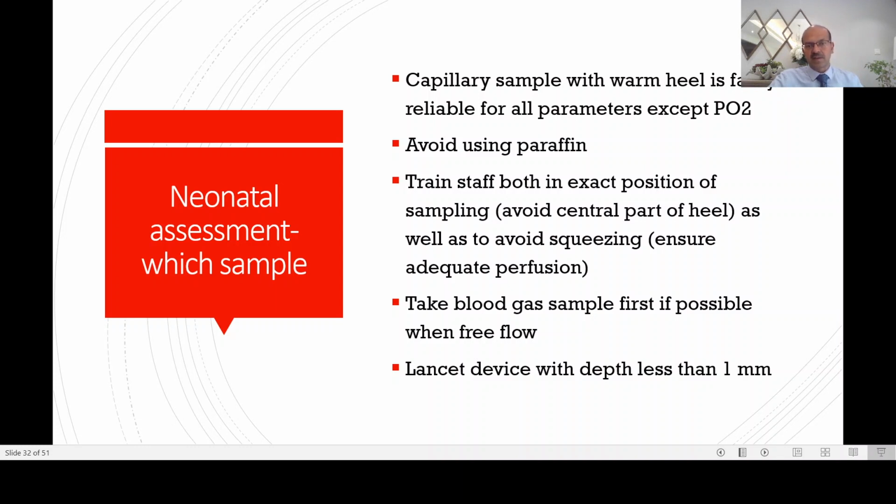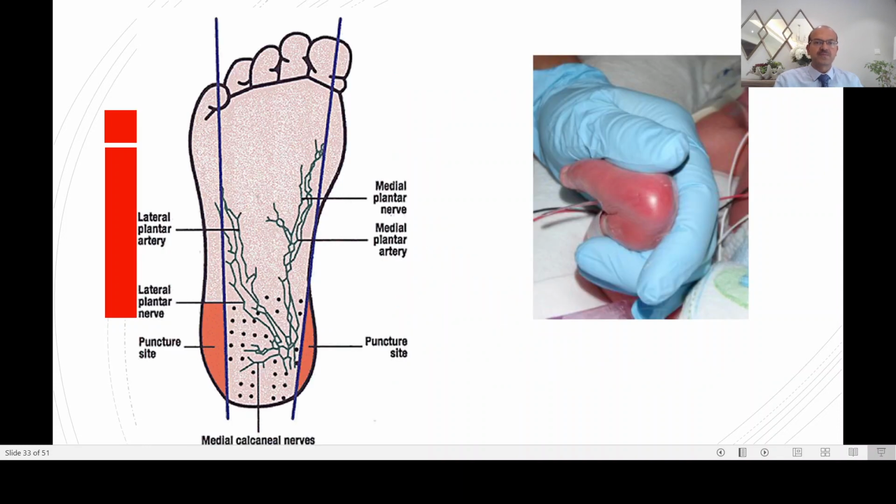It can damage the machine as well. Train staff both in the exact position of sampling, avoid the central part of the heel, as well as to avoid squeezing. When you squeeze, when you don't allow it to relax fully to fill up, it will cause more blood gas abnormality. Take the blood gas sample first if possible when there is a free flow. The lancet device should be used with a depth less than 1 millimeter.